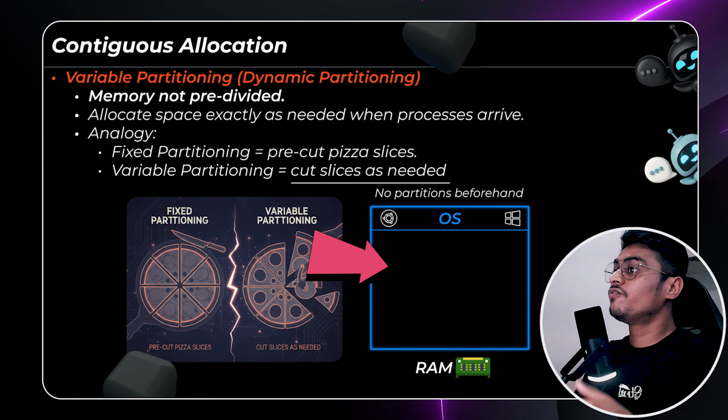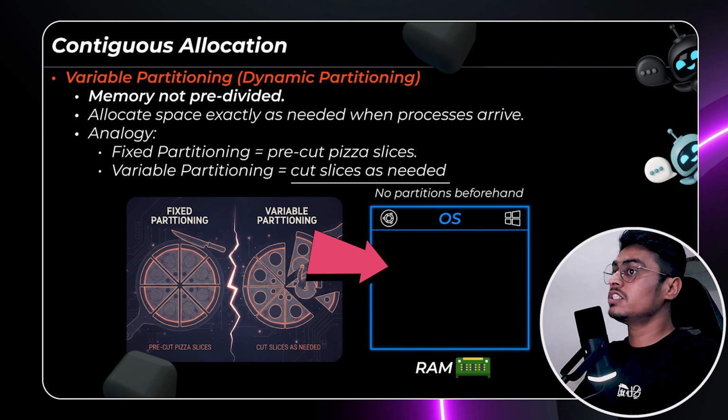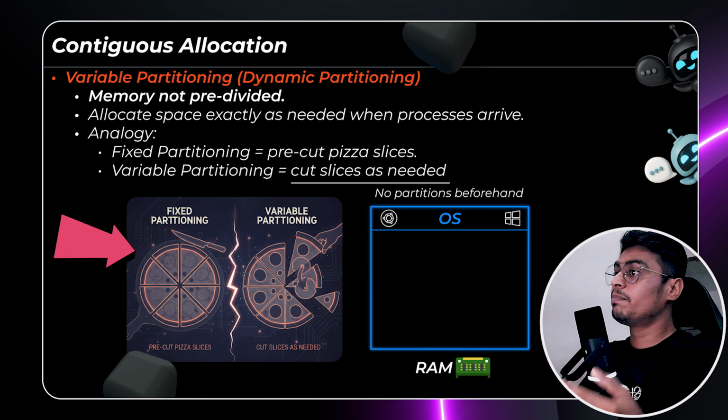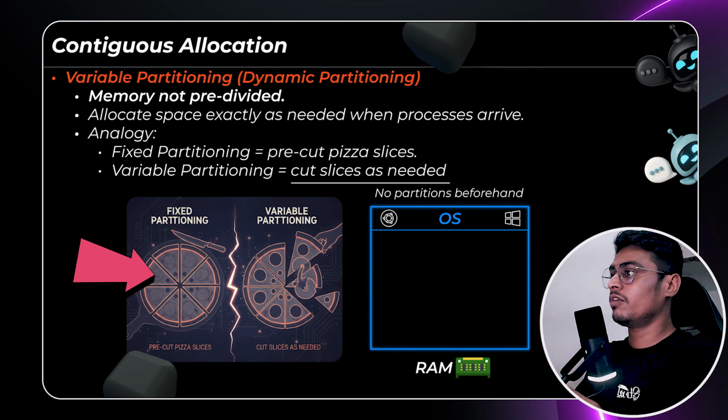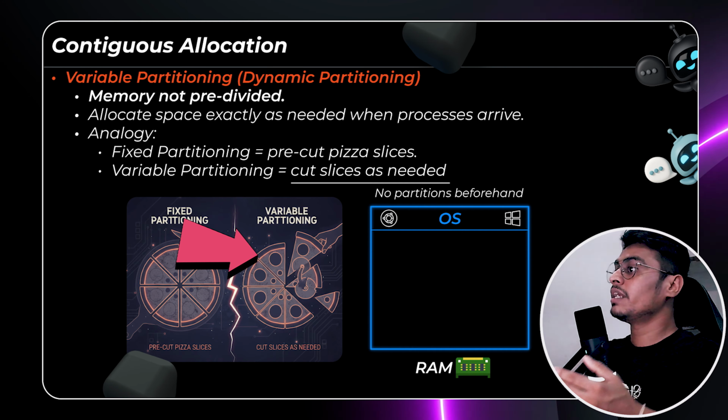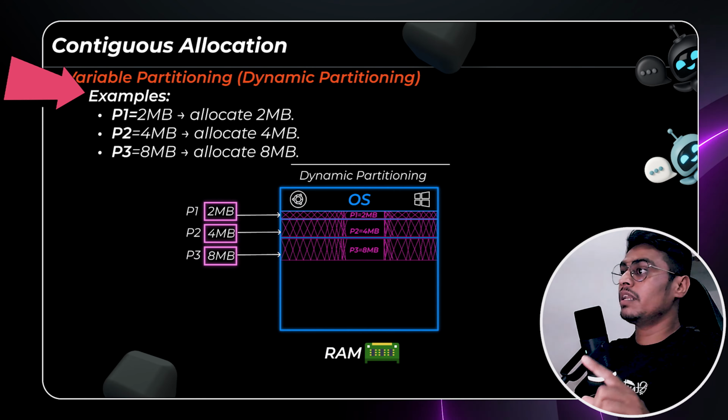This contrasts with fixed partitioning, where we create partitions beforehand. Think of it like ordering a pizza. Fixed size partitioning is like pre-cut pizza slices, where someone wanting more than one slice or less than one slice faces wastage. Now variable partitioning is like bringing a whole pizza and cutting according to each person's need. Now let's examine how this works.